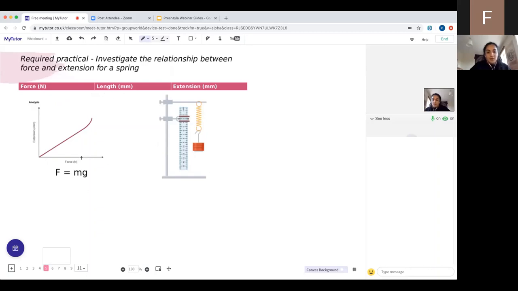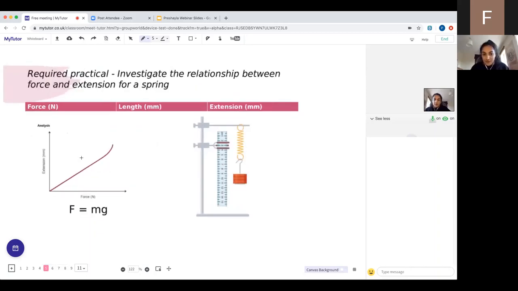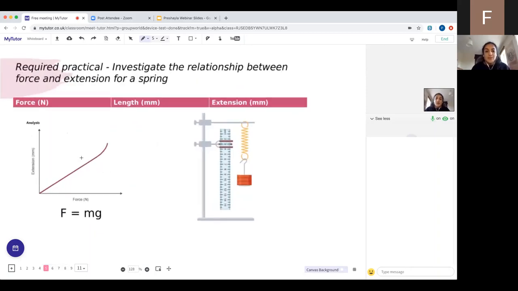Okay, and then we went on to talk about the required practical. The required practical for Hooke's law is not too complex, but it does require quite a lot of calculations. So the actual setup of the experiment looks like this here.